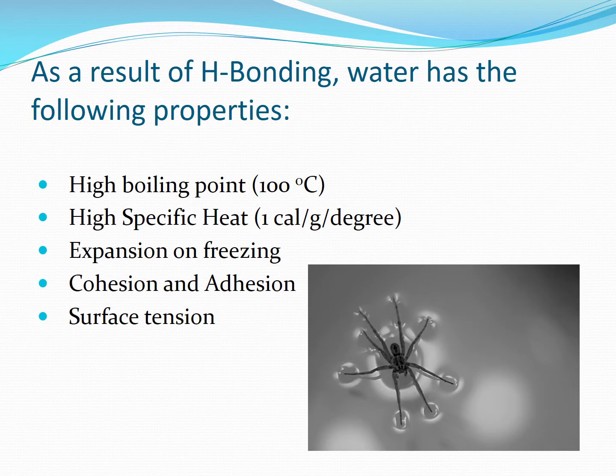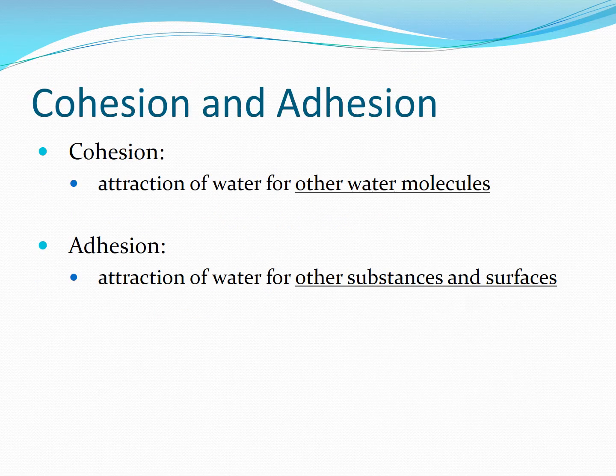Surface tension, you can see, is represented by the spider here, who is actually able to stand on top of the water without sinking because of surface tension. So we're going to focus on cohesion and adhesion because it plays a really big role in how water is moved through soils. Okay, so cohesion is the attraction of water for other water molecules. It's just water being stuck to other water. This is what we see in the actual soil pore area, water stuck to water moving through. But adhesion is the attraction of water for other substances and surfaces.